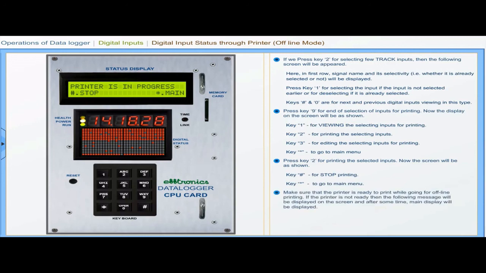Make sure that the printer is ready to print while going for offline printing. If the printer is not ready, then the following message will be displayed on the screen, and after some time, the main display will be displayed. The same procedure has to be followed for printing the digital faults, analog channel voltages and faults of analog channels.